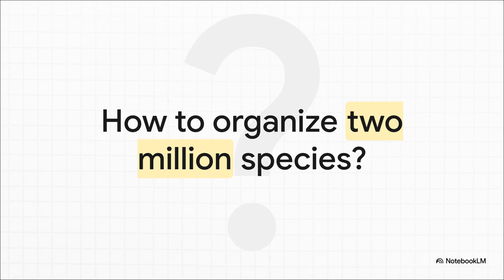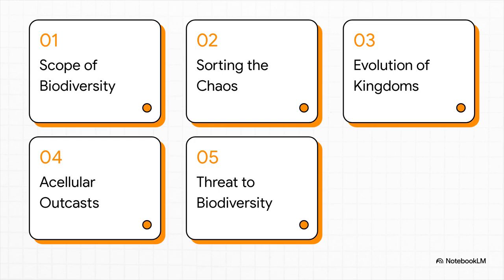To understand how we actually solve this massive puzzle, here's our game plan for today. First, we'll look at the scope of biodiversity. Then, we'll get into sorting the chaos, followed by the evolution of the kingdoms. After that, we'll check out the acellular outcasts. And finally, we're going to zoom back out to discuss the threat to biodiversity.